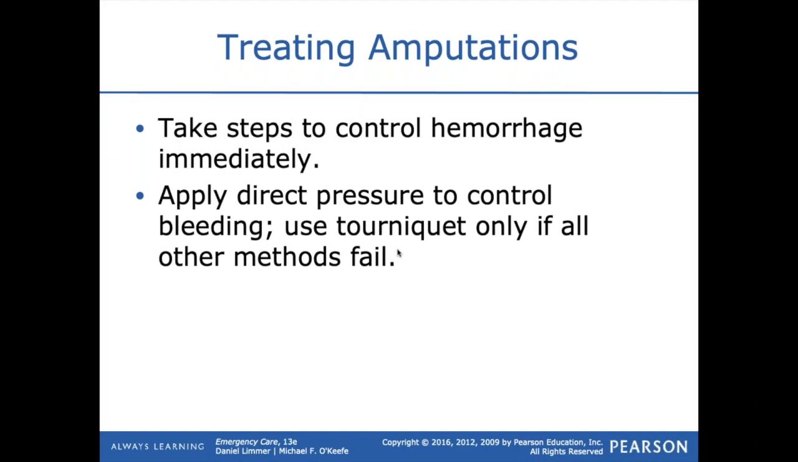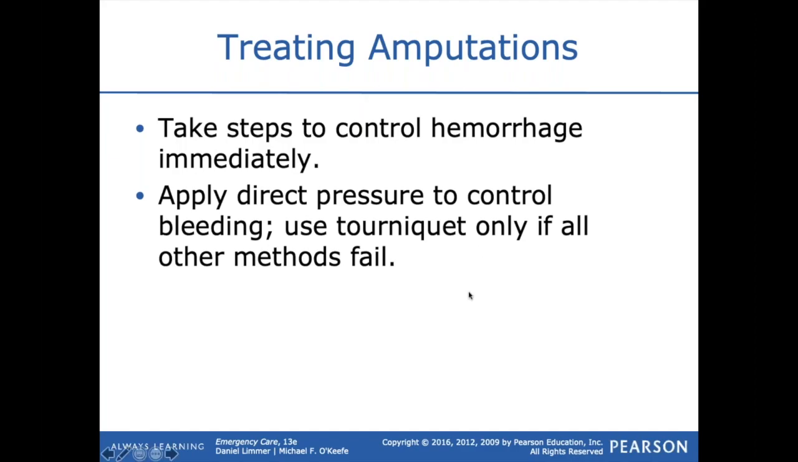Now, amputations, direct pressure. If you have an amputated finger, pretty much direct pressure will work. You can get direct pressure on that finger. It's going to hurt like hell, but you can do that. But if you're talking a wrist, a forearm, a humerus, a lower leg, just go to a tourniquet.